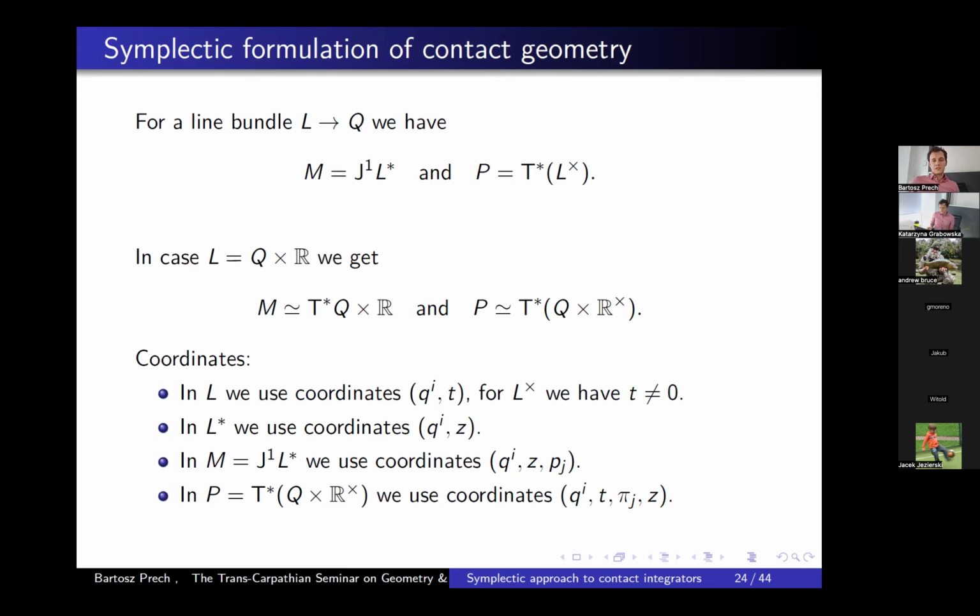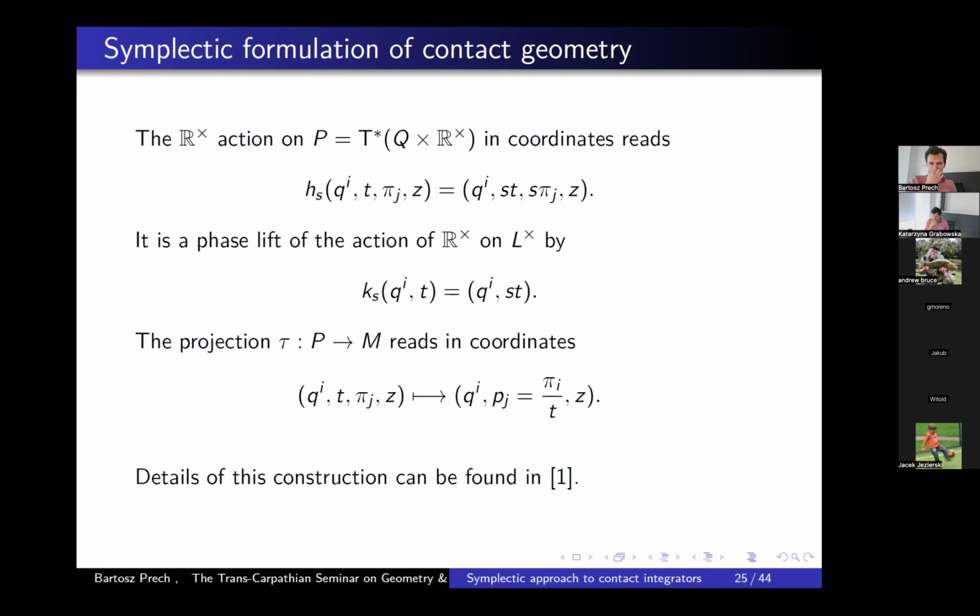So if we choose q^i and t to be coordinates in a line bundle for t non-zero, and z to be dual to t, then of course we can have coordinates on the first jet of the dual bundle. It's basically written here. This is the tricky part, the projection.